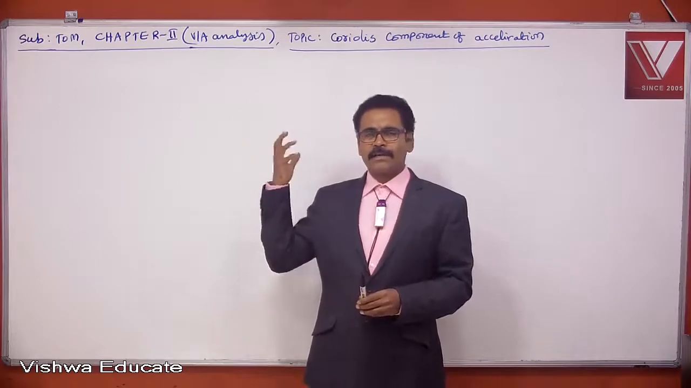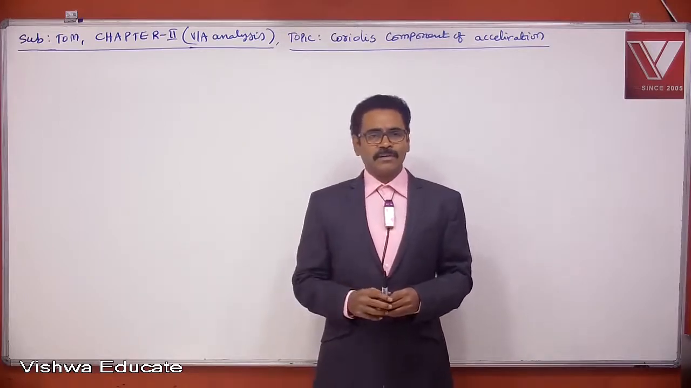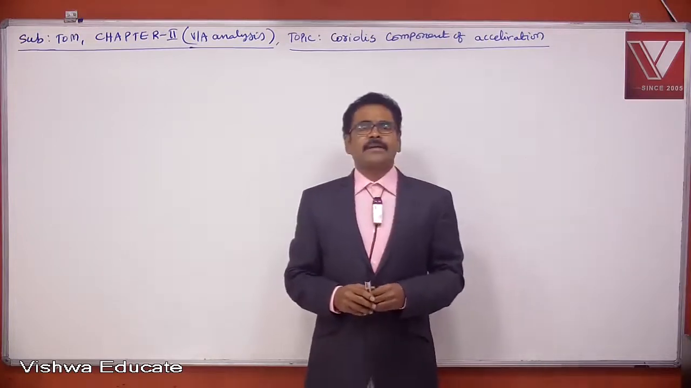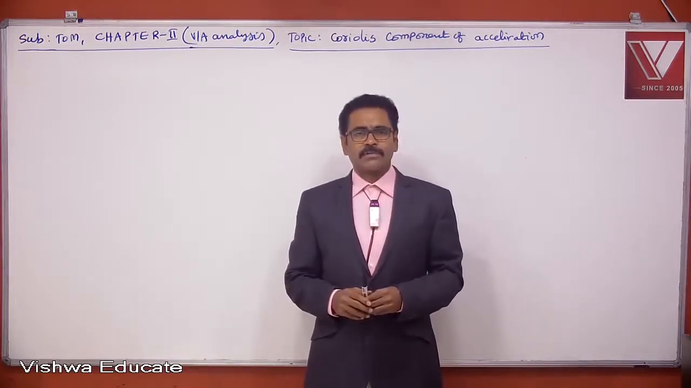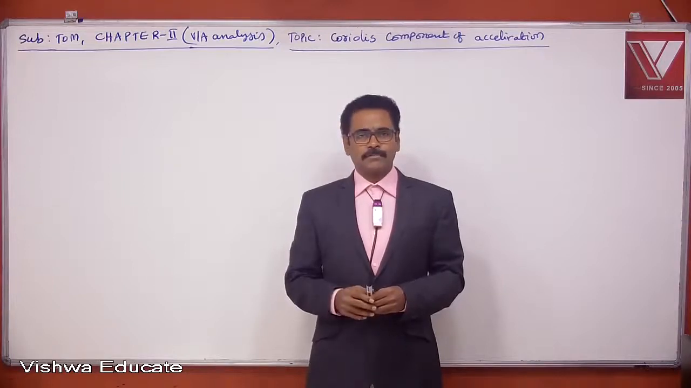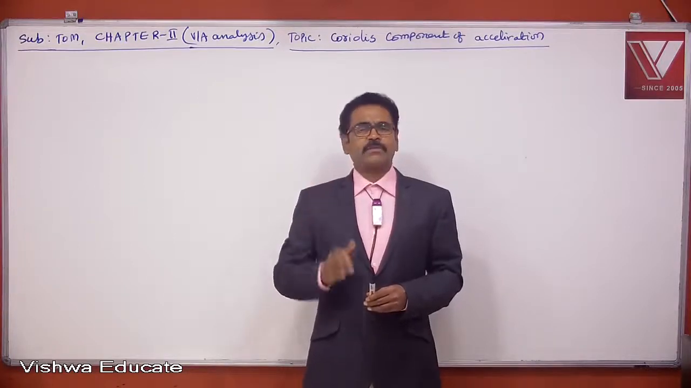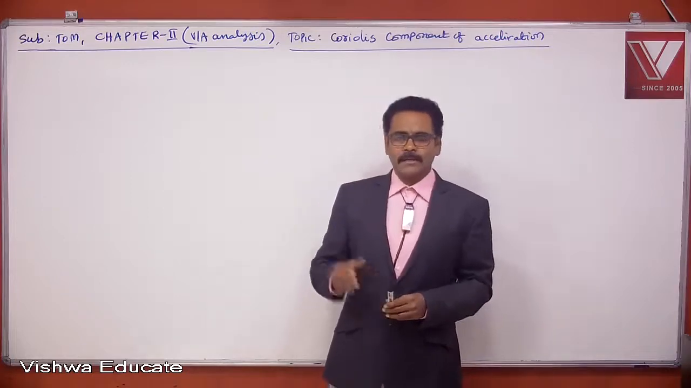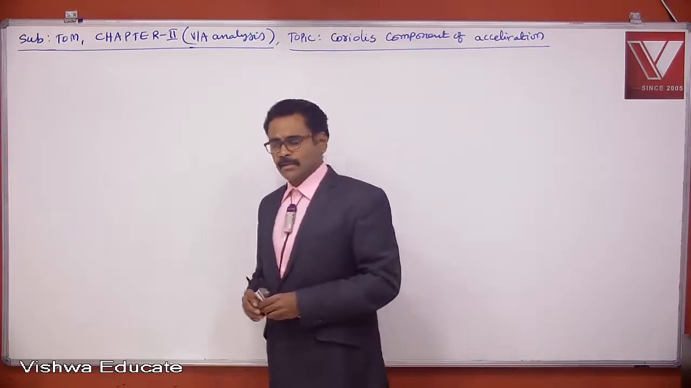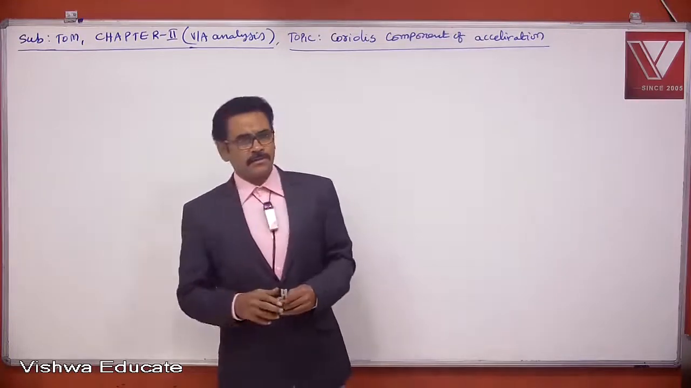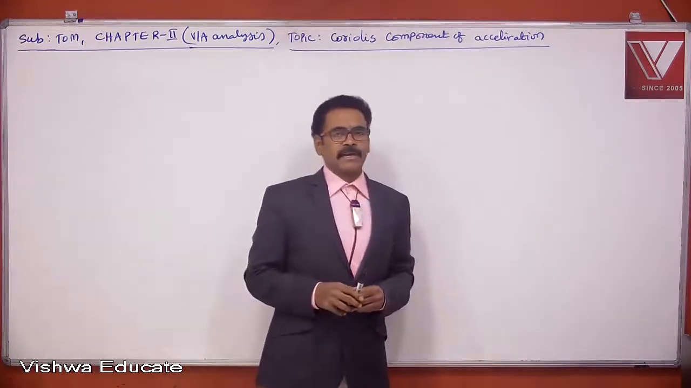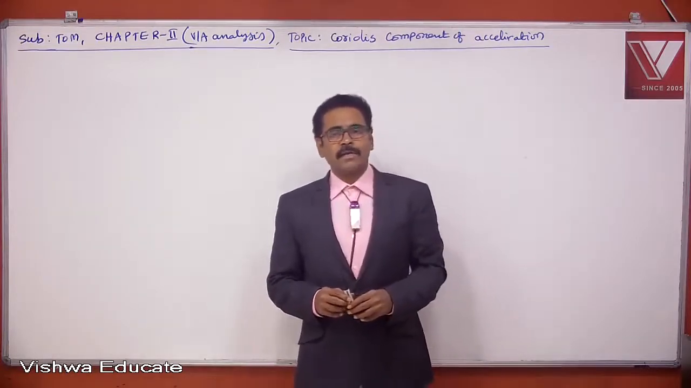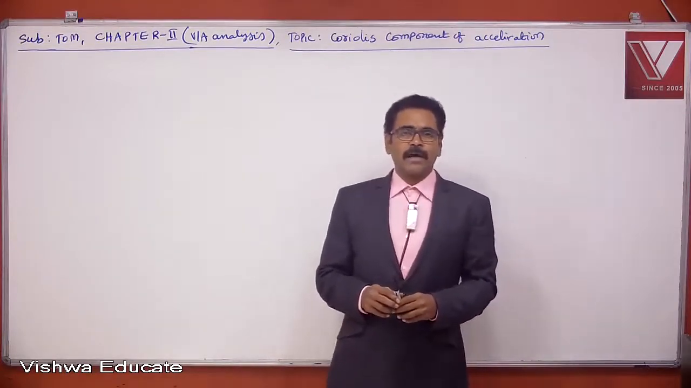And when do we get this Coriolis component of acceleration? Listen now. If any point carries both rotary motion and radial motion simultaneously, that point will experience an extra amount of acceleration apart from centripetal and tangential acceleration. That extra acceleration is called Coriolis component of acceleration.